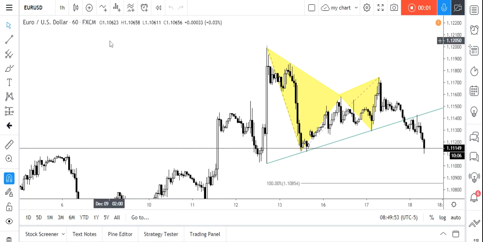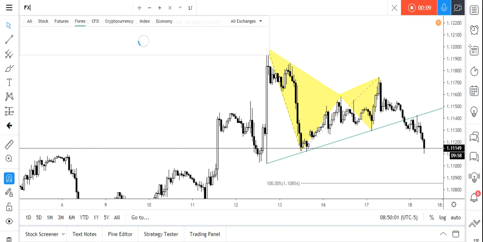Hi fellow traders, I'm going to show you a sell trade setup at USD CAD. So let's switch to USD CAD first. FX colon USD CAD, enter.